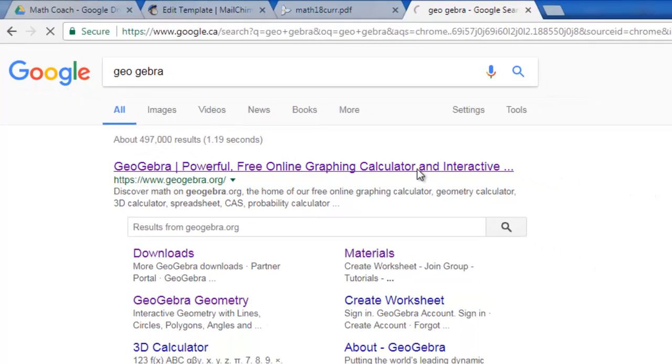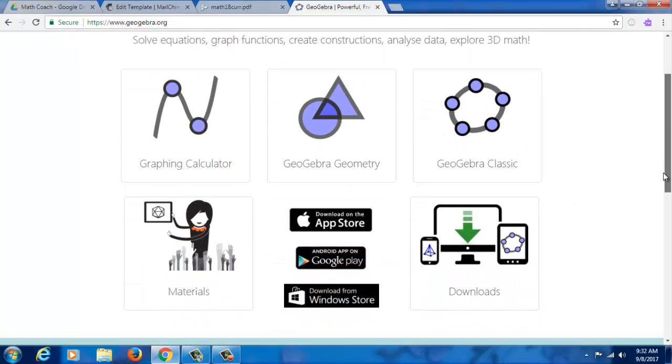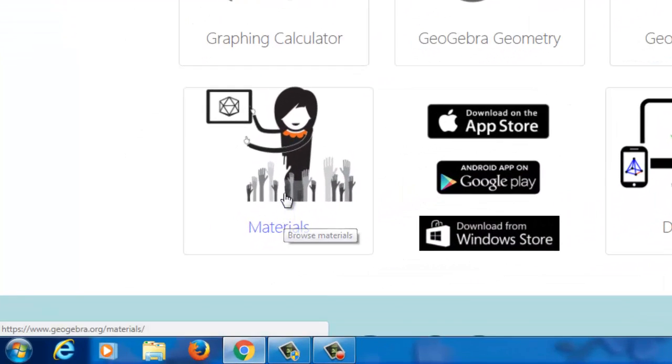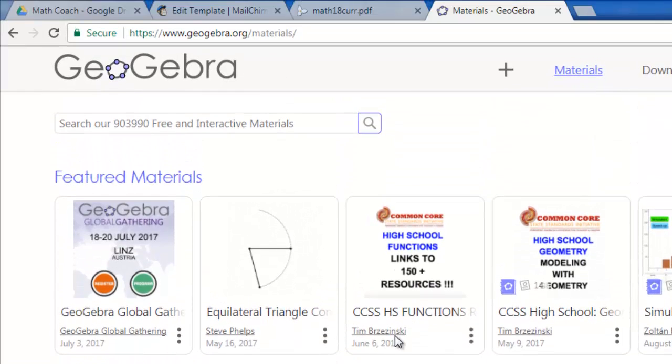and I click on the link, and instead of clicking on these icons to open the software, actually I need materials only to go to the tools. And as you can see here, there are 903,000 different tools. That's why I have to type at least what I need. So I'm gonna type comparing fractions.